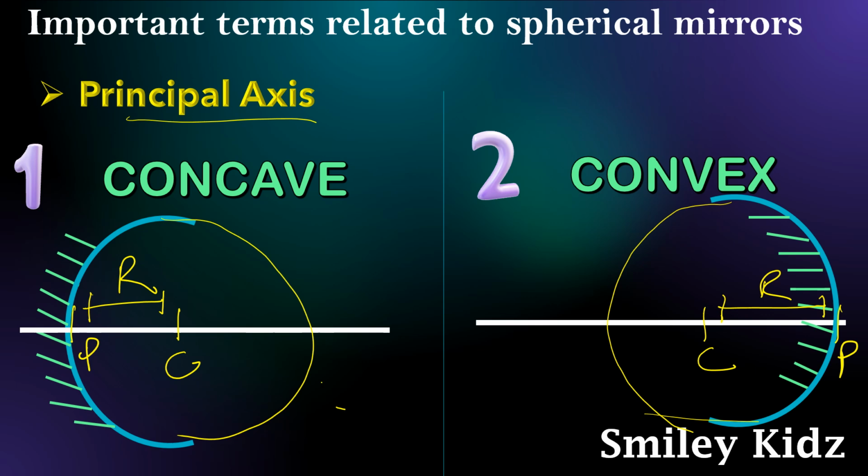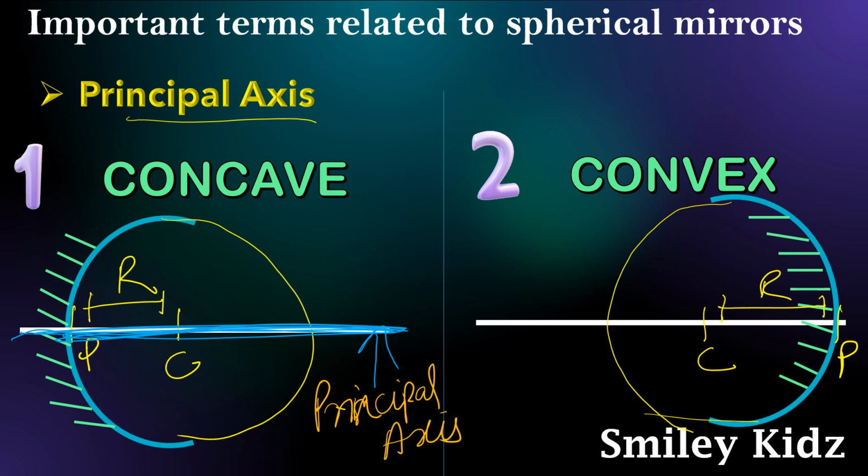Now, what is the principal axis? If you have observed this white line which has now become blue, this particular line on which all the points, that is the center of curvature, pole, etc., are lying, is known as the principal axis. And same with the convex, this particular line which has just turned yellow is known as the principal axis, where the center of curvature, the pole and other components are lying.